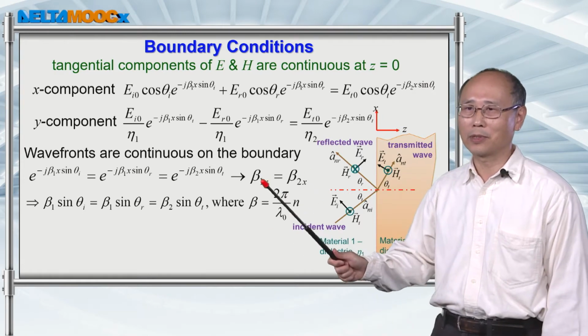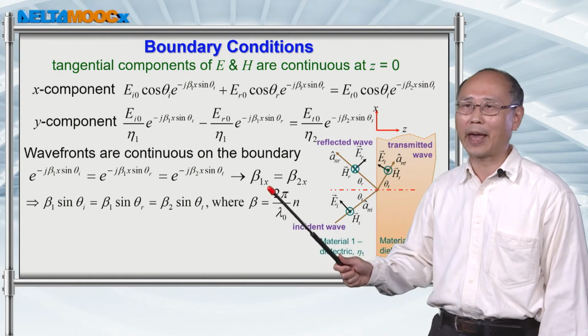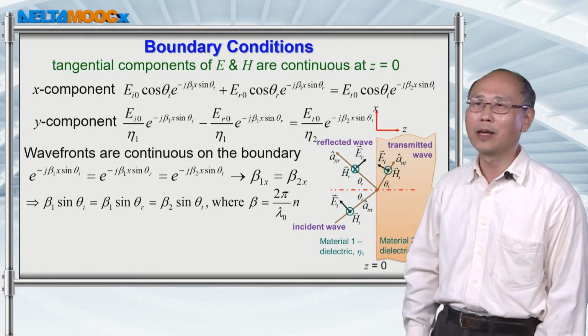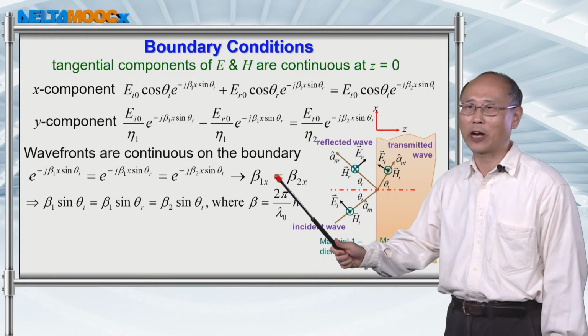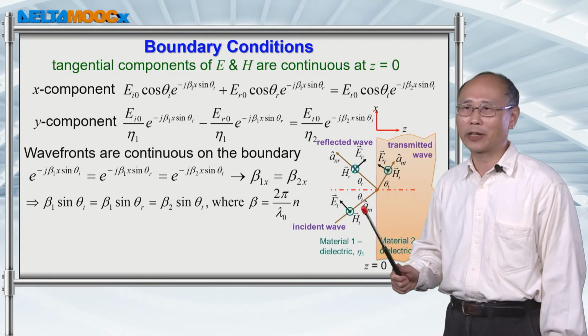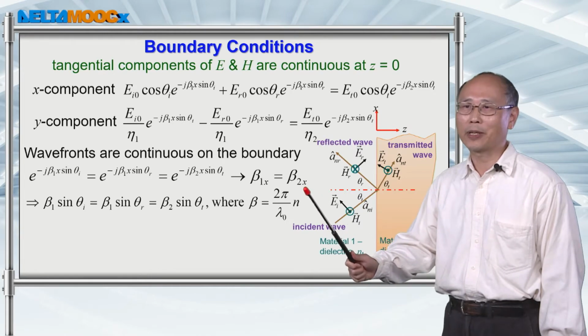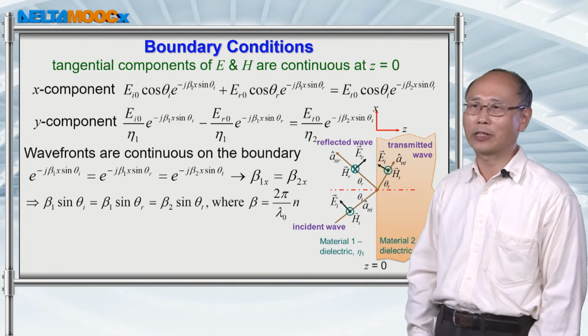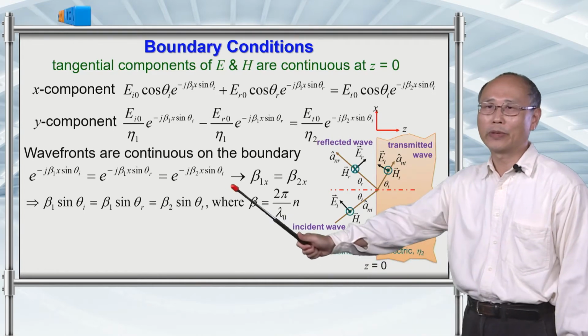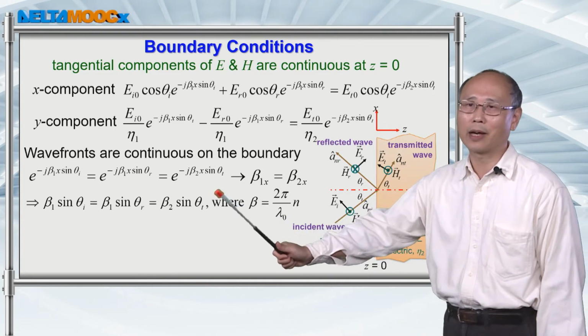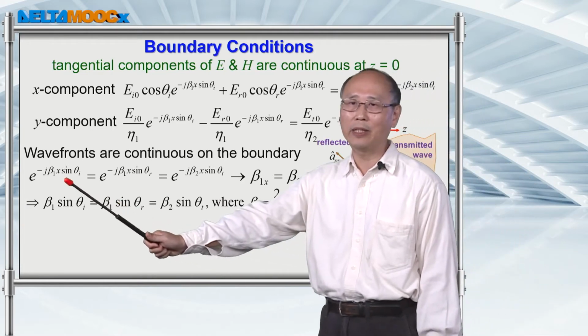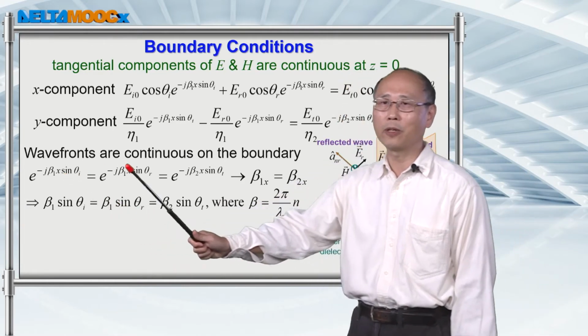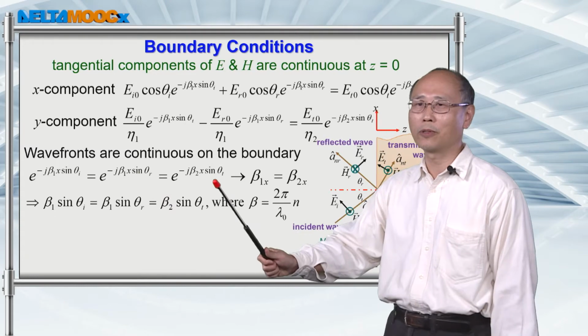Or you can just write down beta 1x equal to beta 2x. Beta 1x is the propagation constant along the x direction in the first material, and beta 2x is the propagation constant along the x direction in the second material. So with this requirement, you can write down immediately that this has to be equal to this, and this has to be equal to this.